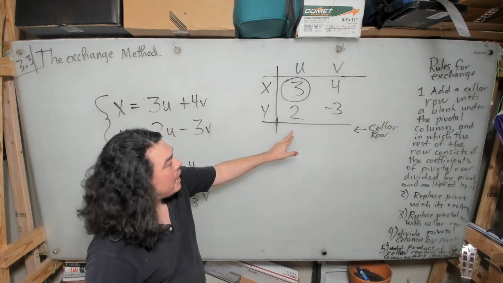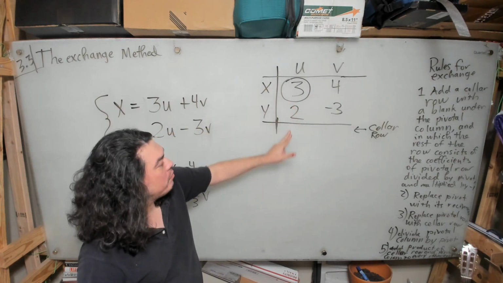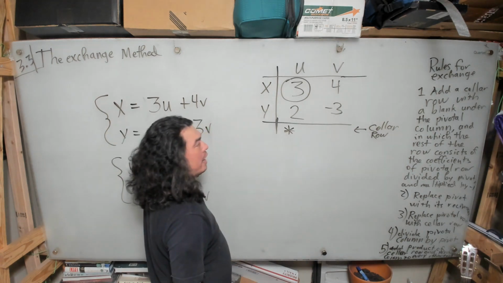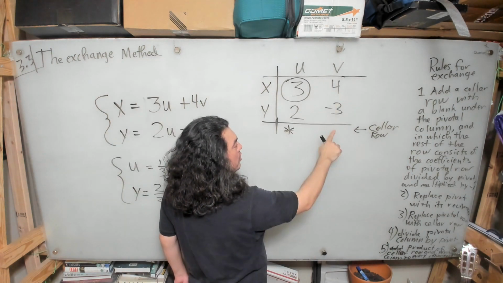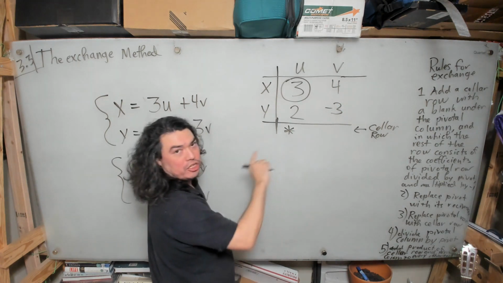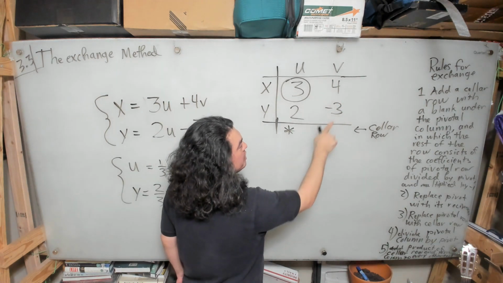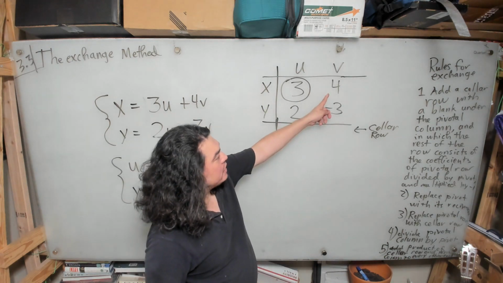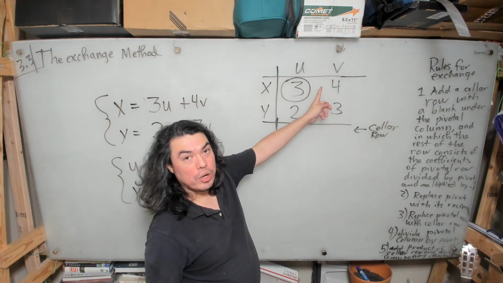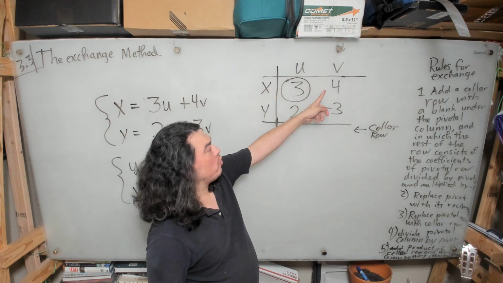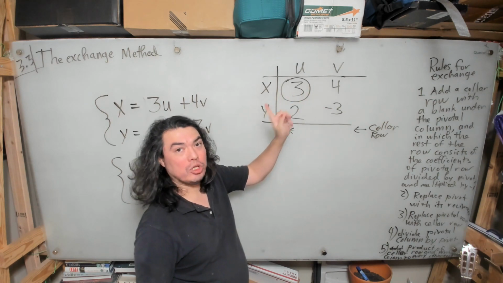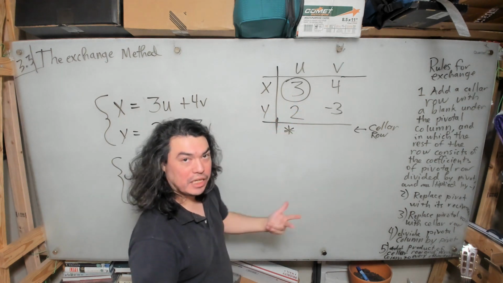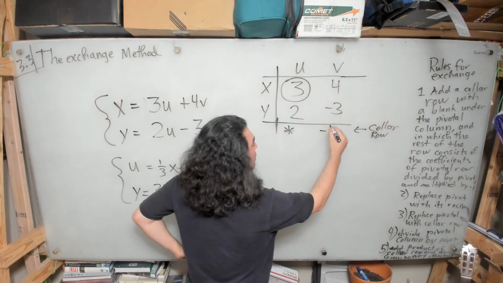We leave a blank in the cellar row underneath the pivot, so I can put a star there if you want. And in the other spaces, but in this case there's only one other space, the one under the 4, what do I place there? I place the other members of the pivotal row divided by the pivot, and then multiplied by -1. 4 divided by 3 is 4/3, times -1 is minus 4/3, like this.